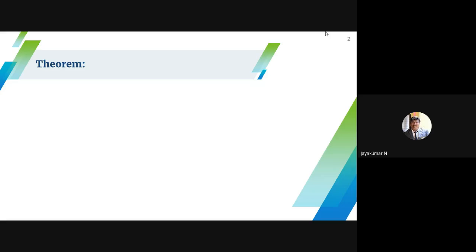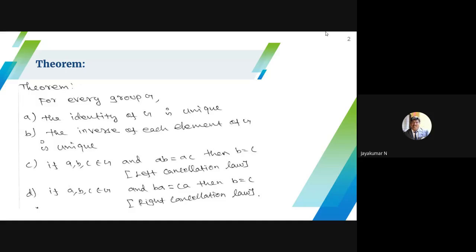Theorem: for every group, these are properties. For every group G, the identity element of G is unique. Similarly, the inverse of each element of G is unique. If a, b, c belong to G, if you choose three elements in G, that is a, b, c, and ab equal to ac, then b equal to c. This is called the left cancellation law. Similarly, we have the right cancellation law: ba equal to ca, then I can cancel a, which implies b equal to c.